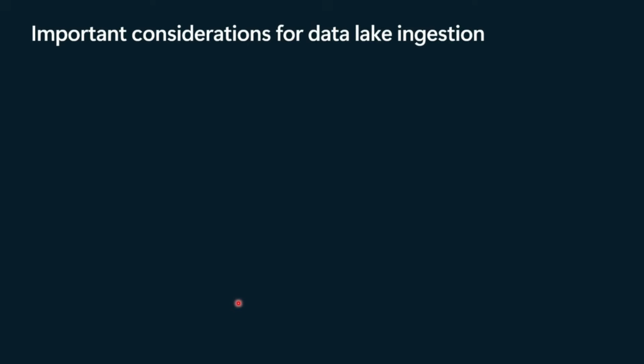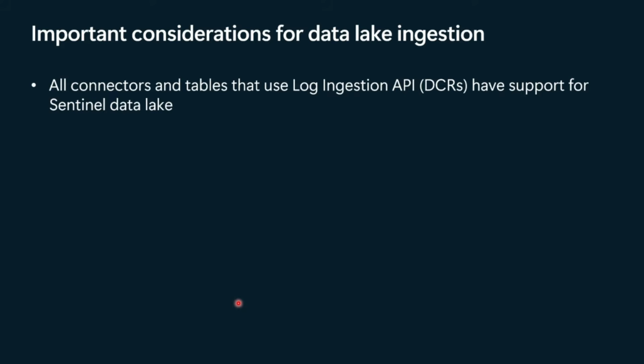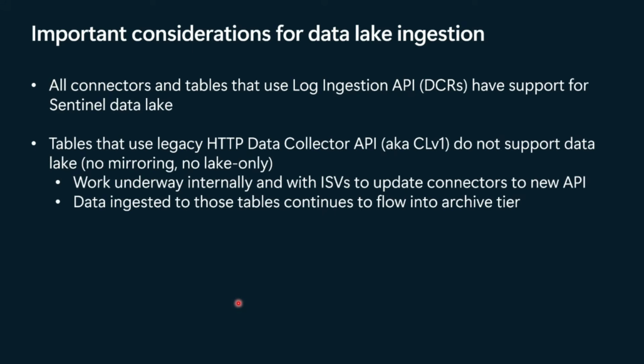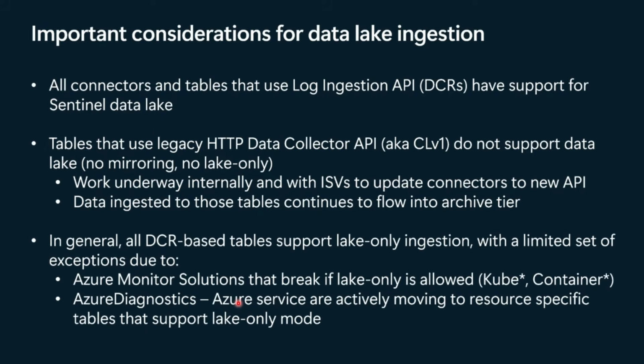All right. Important considerations for data lake ingestion. First of all, connectors and tables that use the log ingestion API, that use DCRs, have support for sending data to the data lake as a whole, right? The data will be mirrored basically into the data lake. Tables that use the legacy API, you might remember the HTTP Data Collector API, we also call them custom logs v1, do not support data lake, no mirroring and no lake-only, right? There's work underway internally in Microsoft and with ISVs to update the connectors that use this method to the new API. And data ingestion for those tables continues to flow normally into the archive tier as it was doing before, so not a problem there.